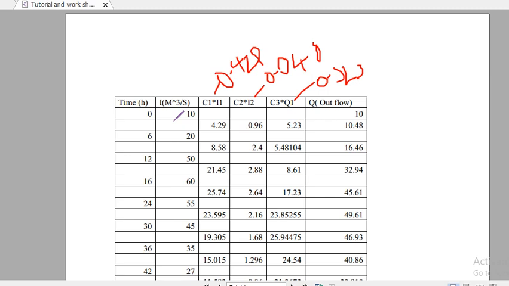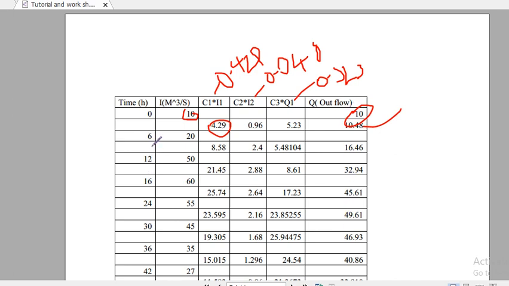At t equal to 0, the initial outflow is constant, 10 meters per second, and also it is 10 meters per second. So C1 times 10 is equal to this, and this is already summed up. That means this value is equal to 0.429 times 10 plus 0.048 times 20 plus 0.523 times Q1. It is 10.48. It is discharge.